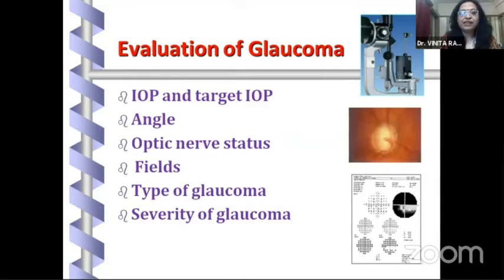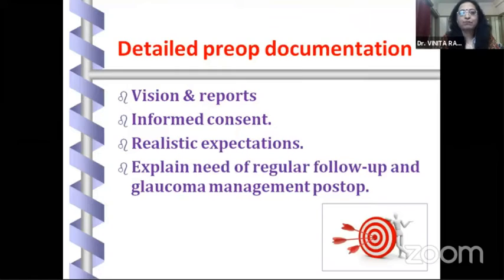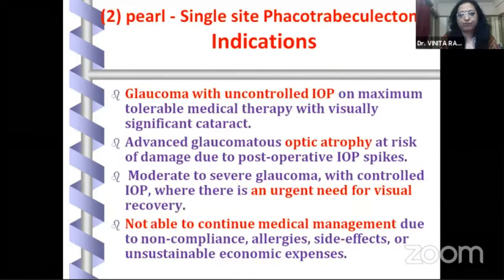For glaucoma, as usual, we need to check intraocular pressure with applanation and target IOP, definitely the angle to find out the cause of glaucoma, the optic nerve status, the fields, the type of glaucoma, and severity of glaucoma. After that, we have to have a preoperative detailed documentation for the patient, and we should get a proper informed consent with realistic expectations, because these patients need regular follow-up for glaucoma even after the surgery in post-op.